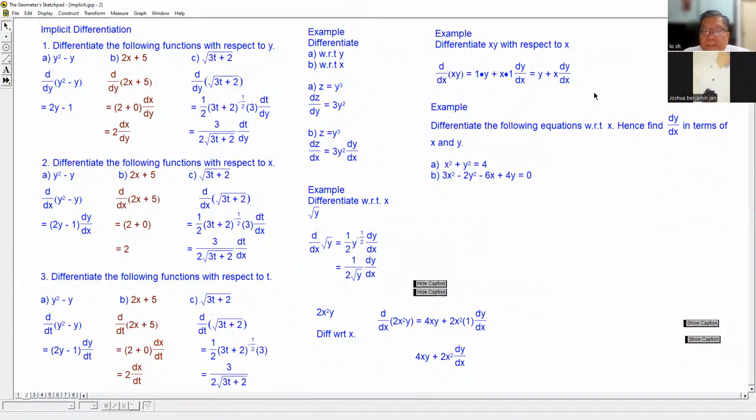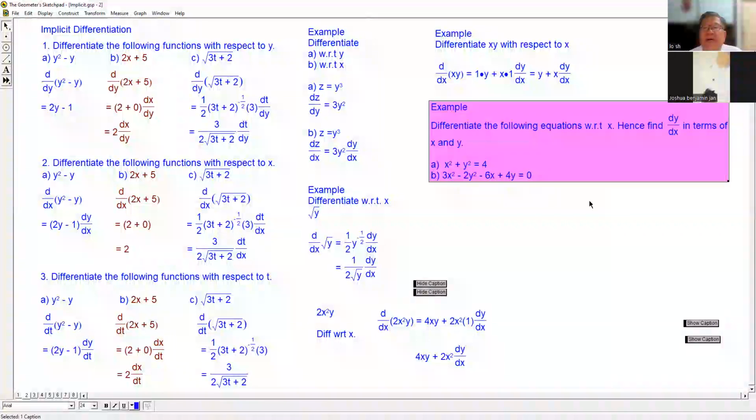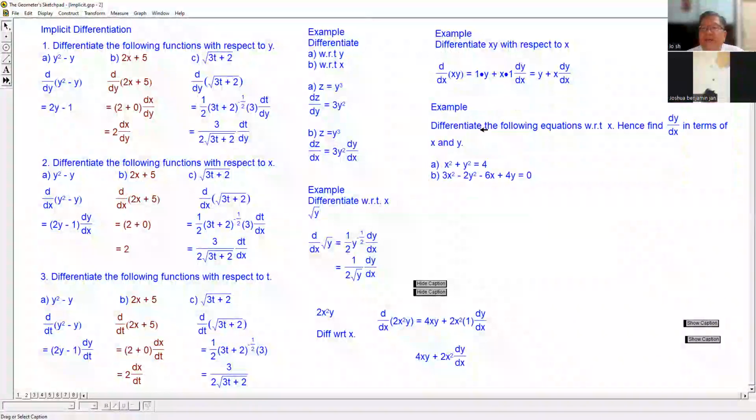Any questions so far? No. You know the chain rule and you know implicit differentiation. Okay, good. So now we are going to do one more, this differentiation here. What they say? Differentiate the following equations with respect to x, hence find dy dx in terms of x and y. So we're going to do A. A is x squared plus y squared equals 4. Now this equation, we are going to differentiate with respect to x.